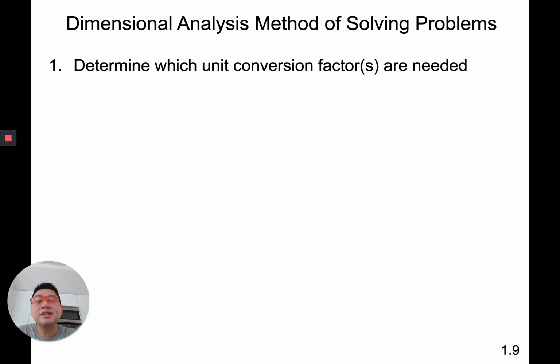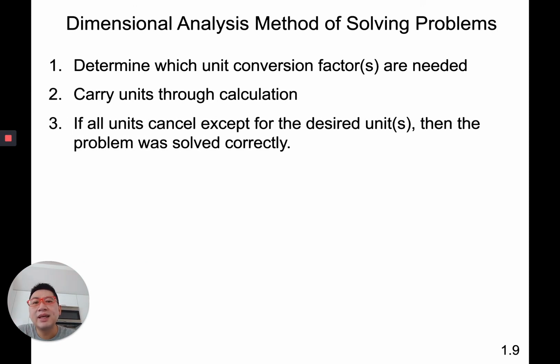Okay, dimensional analysis is a new topic. It's a method of solving problems. It's easier if we just do an example, but I'll read this anyway. It says, determine what unit conversion factors are needed. Carry units through calculations. If all units cancel except the desired units, then the problem was solved correctly. It's a lot easier to show you, but this is the textbook definition of how to do these kinds of problems.